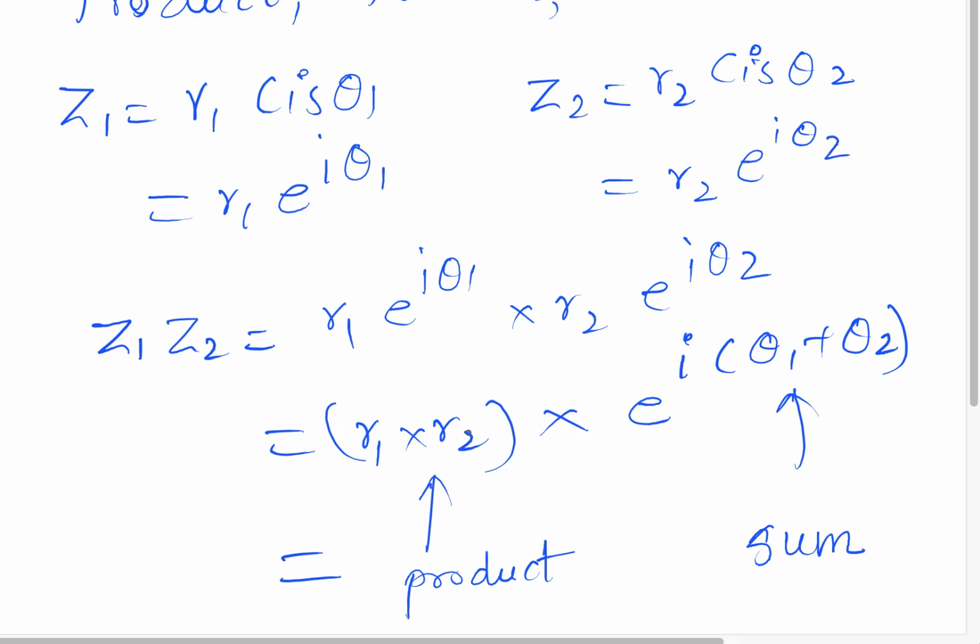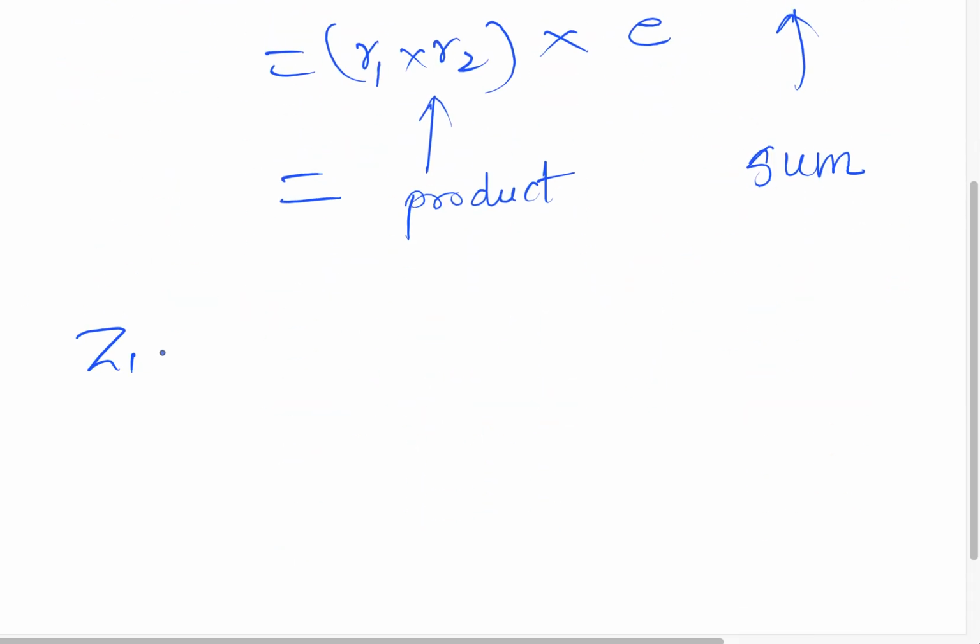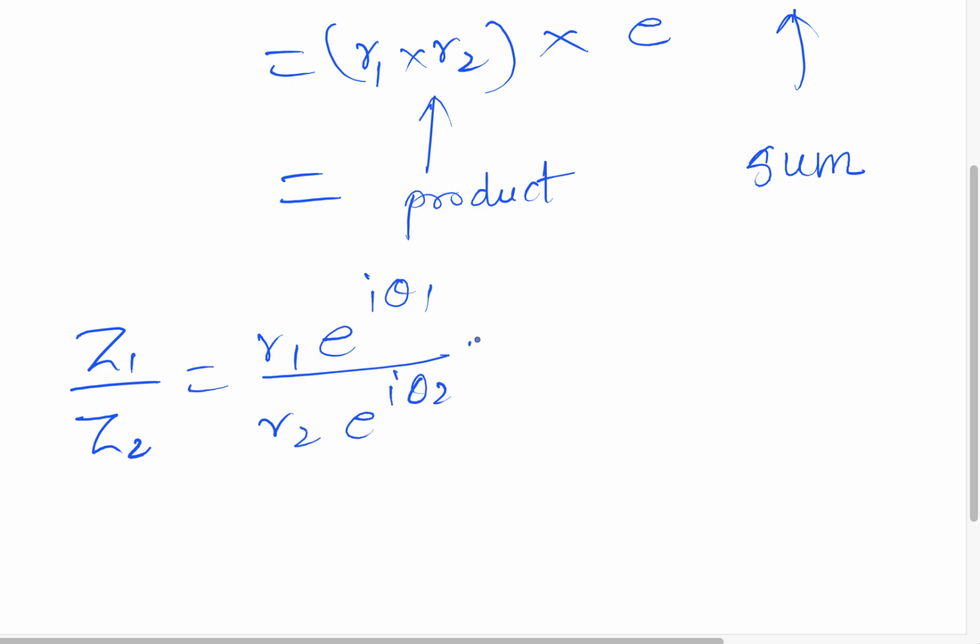What happens then in the case of division? So let us take the same numbers. If it's Z1 divided by Z2, so it's R1 e raised to i theta 1 divided by R2 e raised to i theta 2. Again, modulus, if it's division, it will get divided. But what happens to the argument? This time the arguments get subtracted from each other. That is how the division and multiplication can be understood.